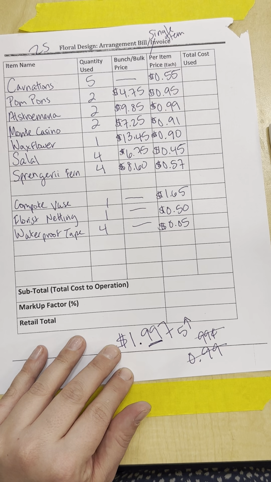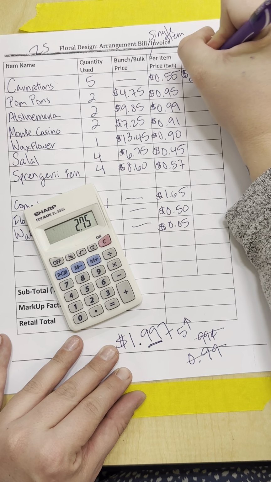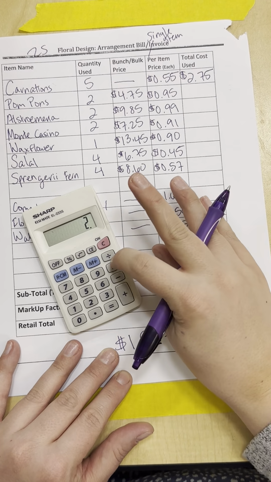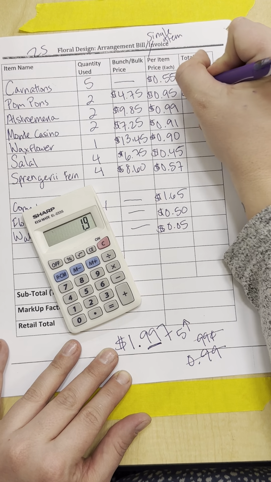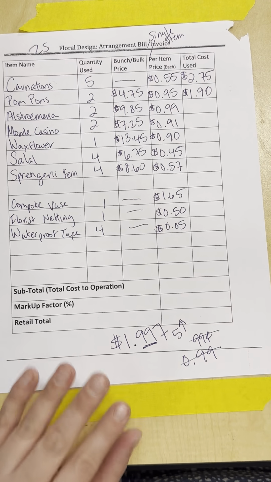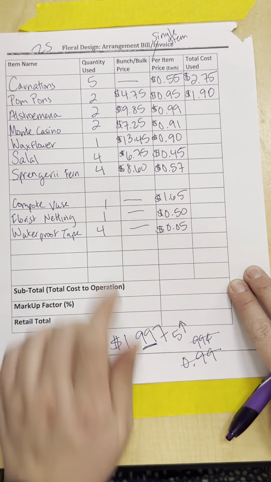So I'm gonna do 5 times 0.55. My total in carnations is $2.75. I'm gonna do 2 times 0.95. My total in pom-poms is $1.90. And I'm gonna continue on down the way the whole time, just doing quantity times per item price.